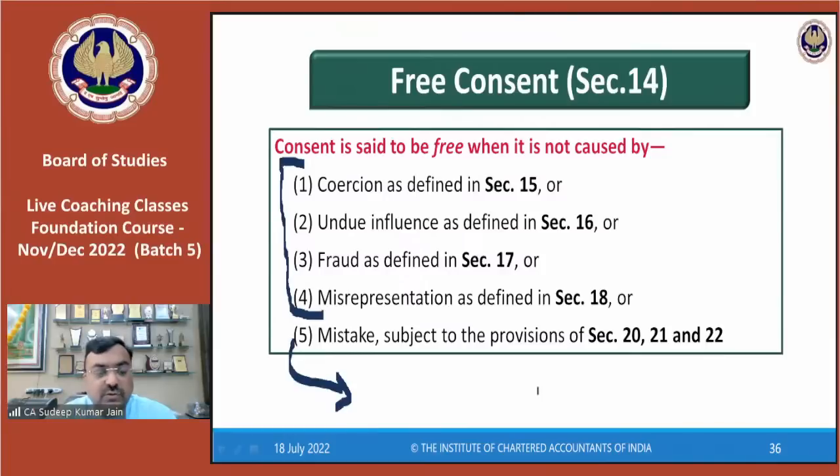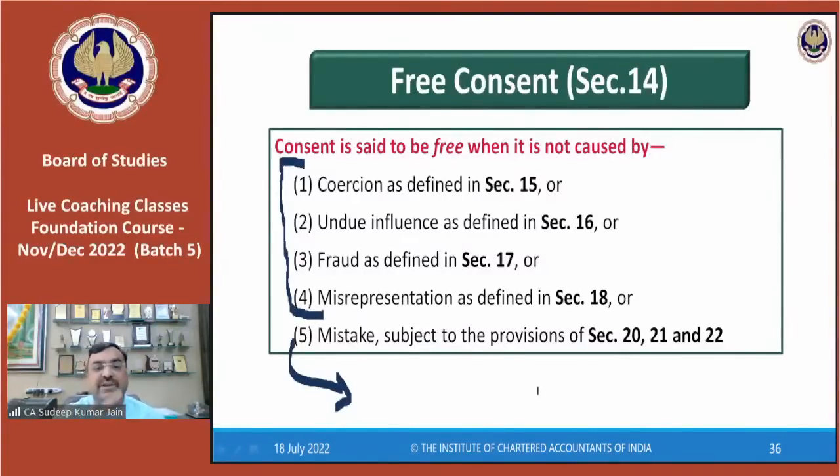For points number 1, 2, 3, 4, the contract will be voidable. For point number 5, the contract is either valid or void. We will discuss each and everything. Consent is not said to be free when it is not caused by coercion, section 15; undue influence, section 16; fraud, section 17; misrepresentation, section 18; mistake, sections 20, 21, and 22.